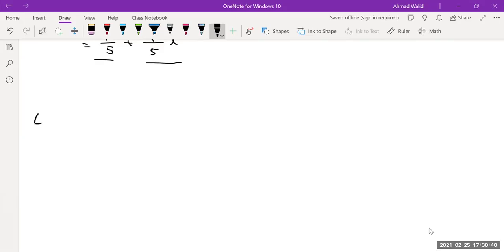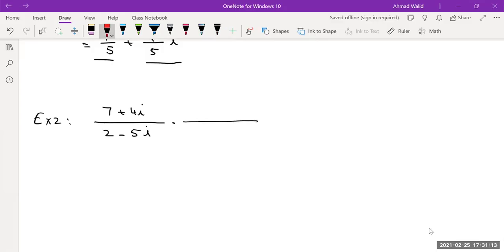Example 2. 7 plus 4i over 2 minus 5i. The only thing that you have to focus on is when you want to divide, you have to multiply by the conjugate of the denominator. Then I will multiply my fraction with this.